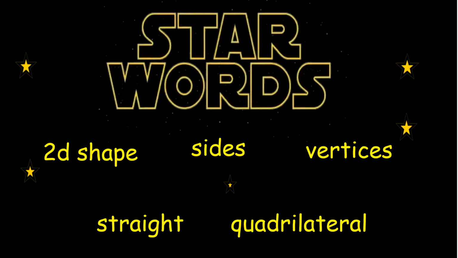Our first star word is the word 2D shape, and that is the new topic that we started this week. We've got the words sides and vertices, which we learnt about in yesterday's lesson. We have the word straight because we must make sure that we are drawing our shapes in straight lines if they have straight sides. And we also have the star word quadrilateral, which we learnt about yesterday. These are shapes with 4 sides.